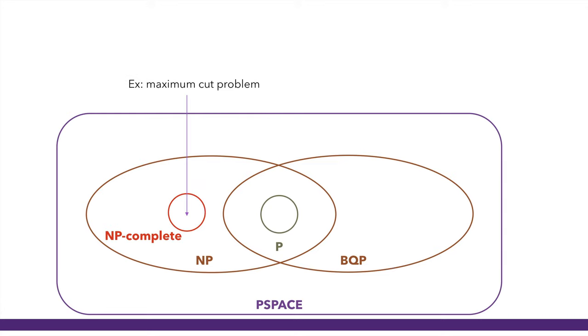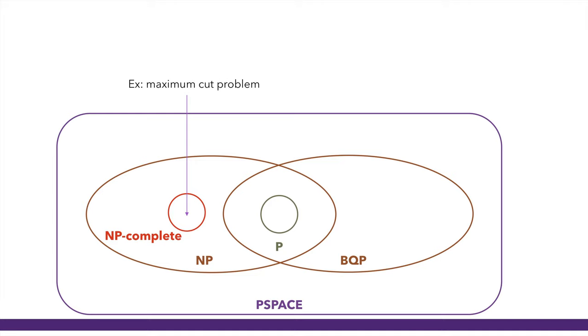And some problems are NP-complete, that is, as hard as any problem in NP. This class contains, for example, the maximum cut problem, which we're going to talk about more today. It's a paradigmatic problem for quantum optimization, mostly because of its relationship with Ising spin glasses, which are well studied in physics. But it is an NP-complete problem, right?